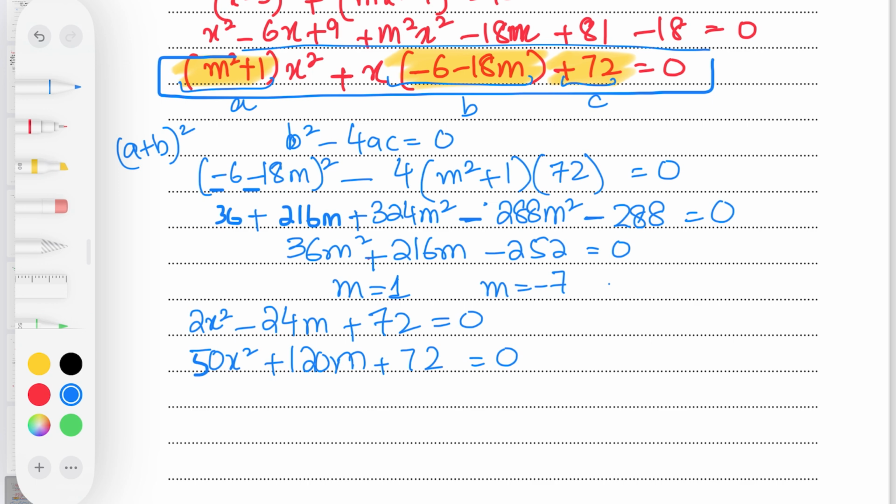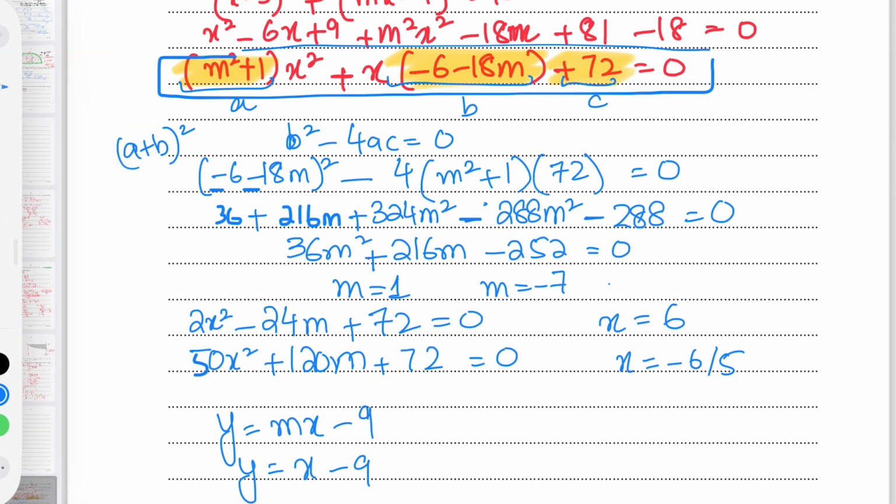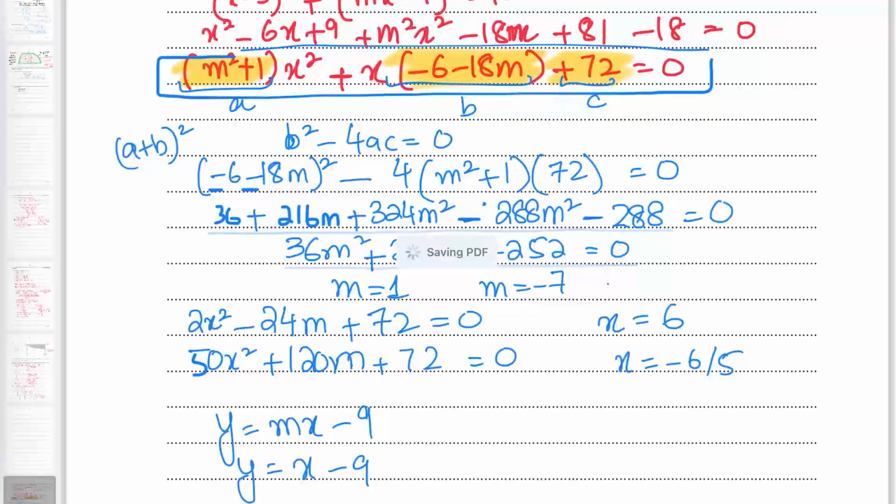Now let's solve these two quadratic equations. My value of x from here is 6. My value of x from here is minus 6 upon 5. Let's find out the value of y, it was mx minus 9. So y is equal to x minus 9. Y is equal to minus 7x minus 9. Let's input these values of x here.